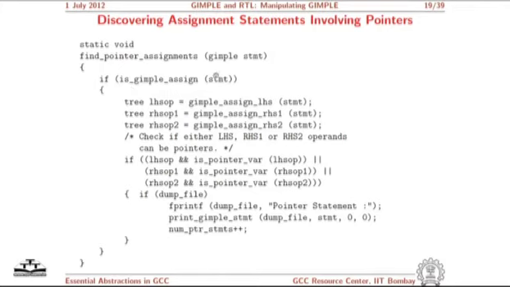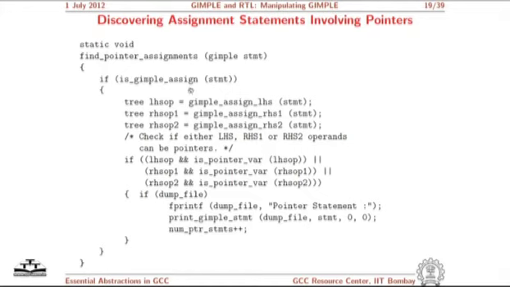So, is it a Gimple assignment statement? If it is not an assignment statement, I want to exclude it. I want to find assignment statements involving pointers. I do not want to find conditional statements involving pointers. Maybe I can have something in the else part to do something, you can figure out how to do it. But I ask this question: is Gimple assign?